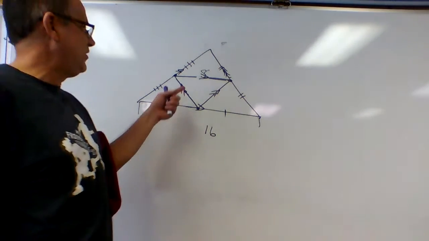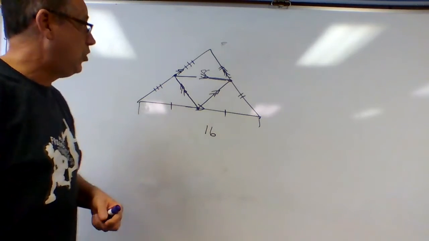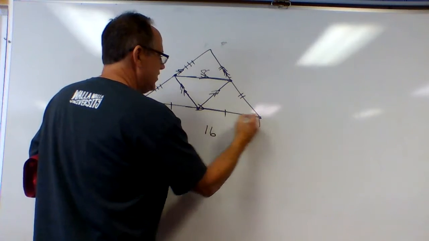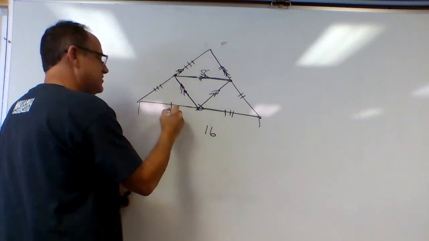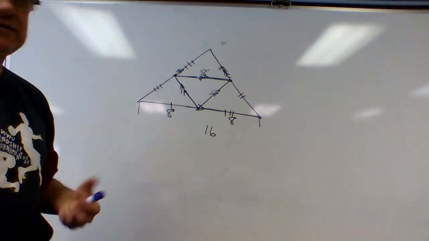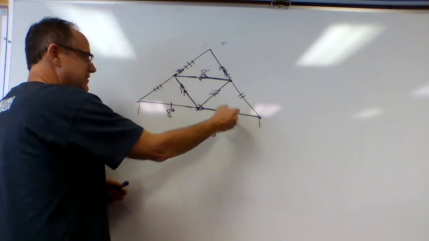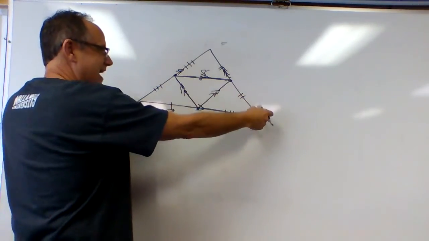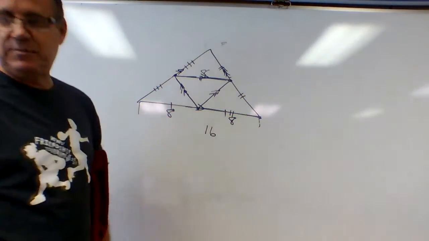So the midsegment is going to be half of this, or you could say that this is going to be congruent to that, because this side's going to be 8 and that side's going to be 8. So this is 8, this is 8, this is 8. So the midsegment's half of its parallel side.